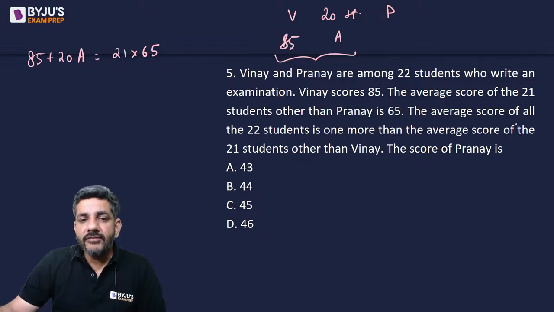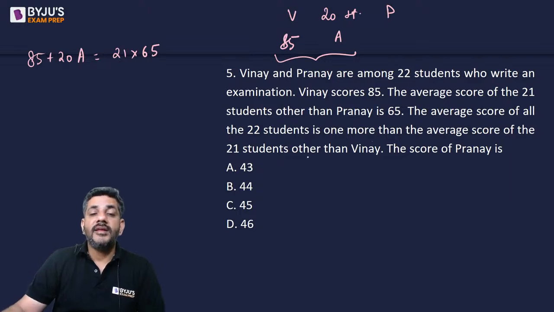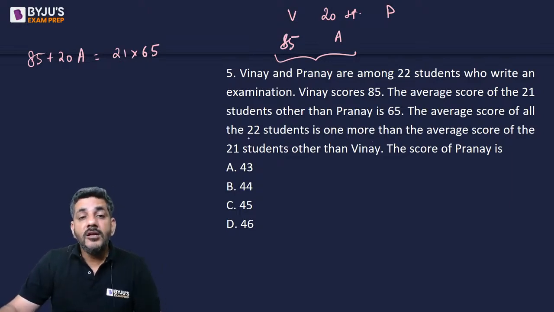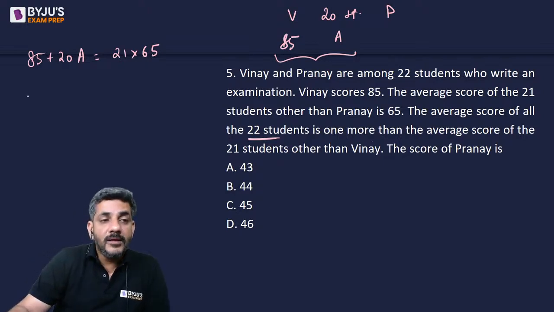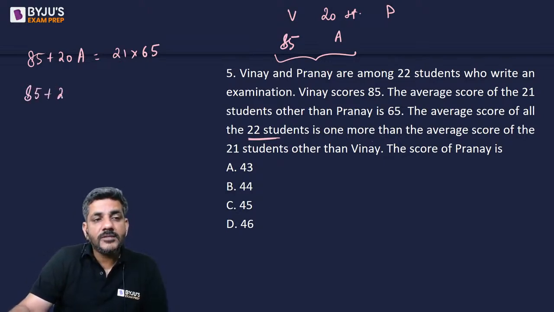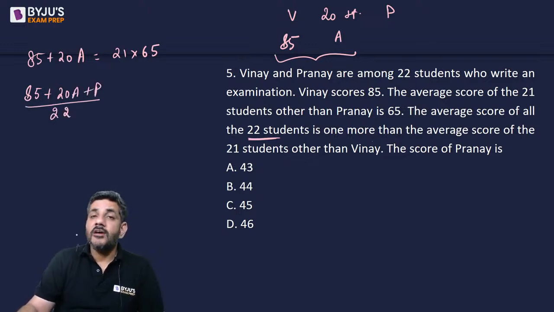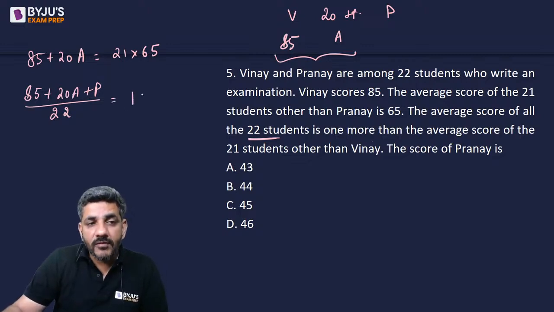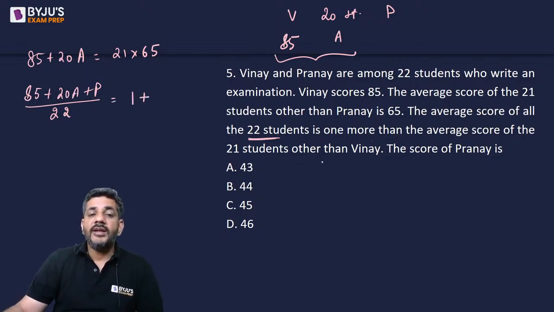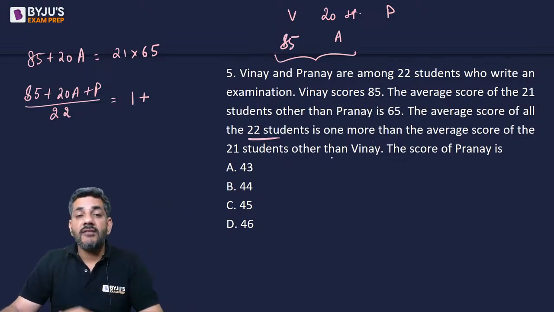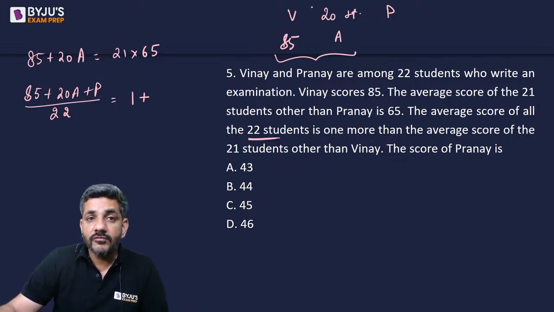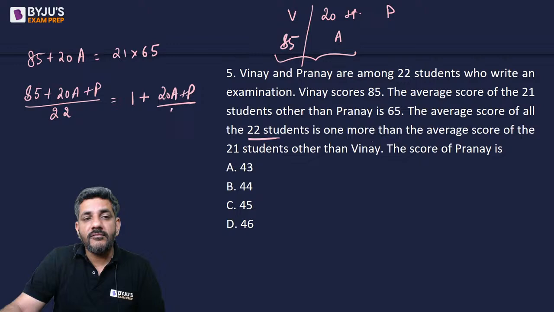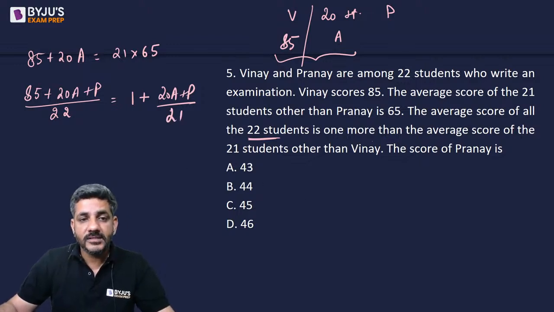Then the average score of all the 22 students is one more than the average score of 21 students other than Vinay. अब सभी 22 students का average score क्या होगा? It is score of Vinay plus the score of 20 people plus the score of Pranay divided by 22. ये सबकी वैल्यू है. He says this number is one more than the average score of 21 students other than Vinay. Vinay के अलावा जो 21 students है उनका एवरेज स्कोर. तो विनय के अलावा जो 21 स्टूडेंट्स उनका एवरेज स्कोर कितना आएगा? 20 into A plus Pranay divided by 21. I hope this is understood to all of you.